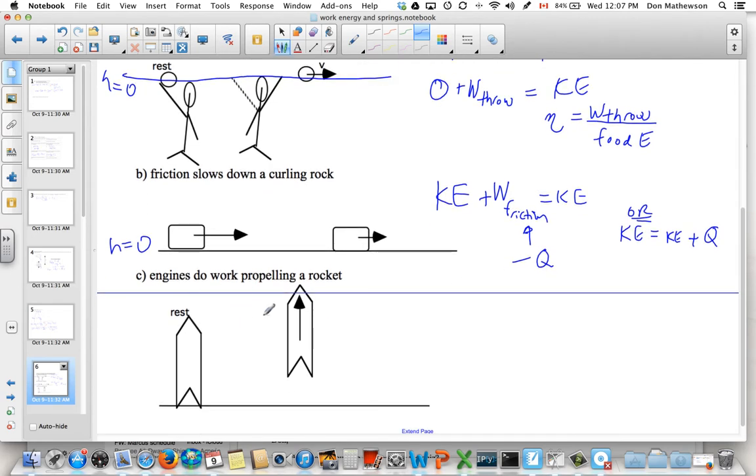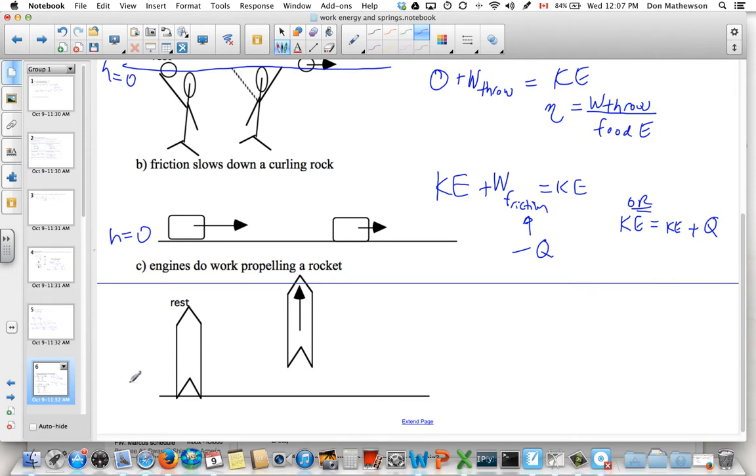Next, let's imagine that engines do work propelling a rocket. So we'll say that at the beginning, there's no potential energy there, and obviously there's no kinetic, so no mechanical energy at the beginning. At the end, it's got height, and it's moving. So it's got both potential and kinetic energy at the end. And that work was work done by the engine, of course.